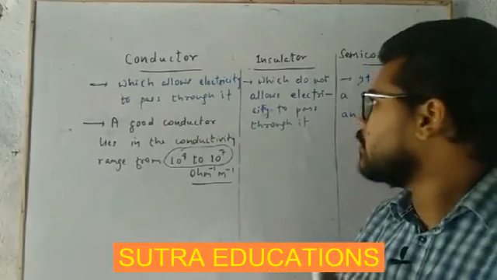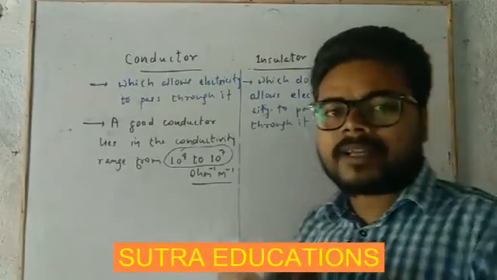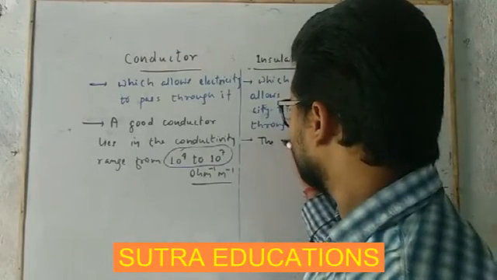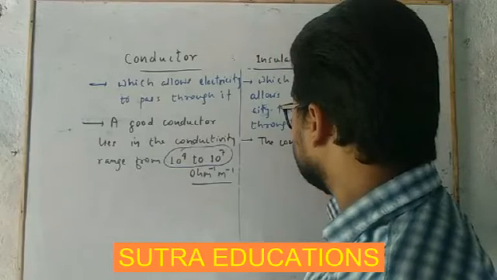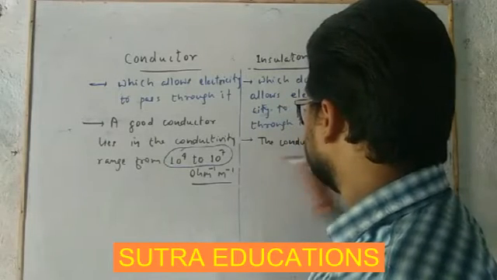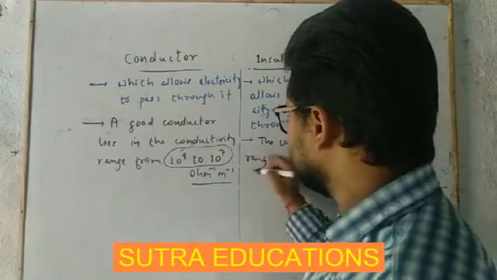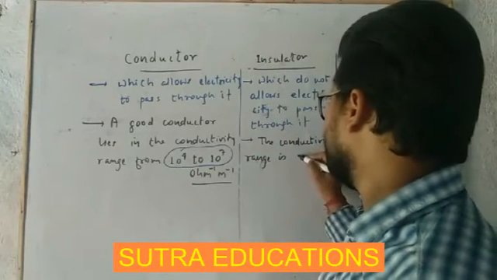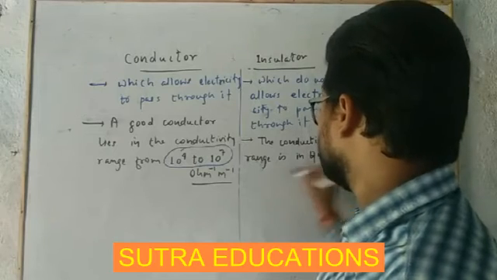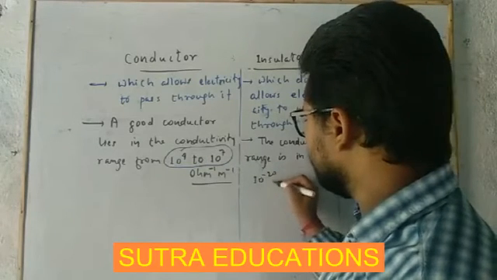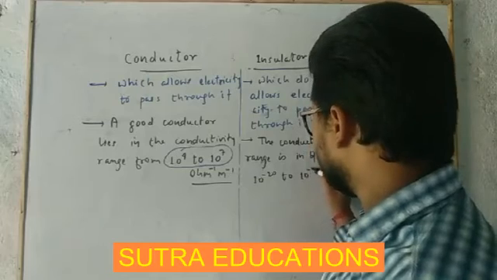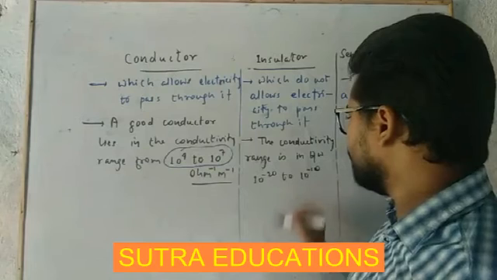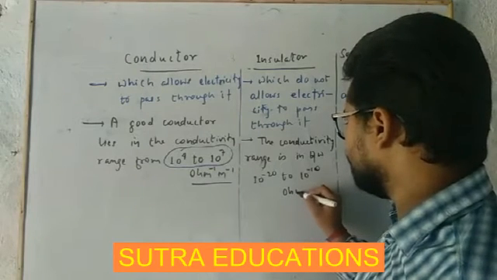Now in case of insulator, what happens, the conductivity range is in between 10 to the power minus 20 to 10 to the power minus 10 ohm inverse meter inverse.